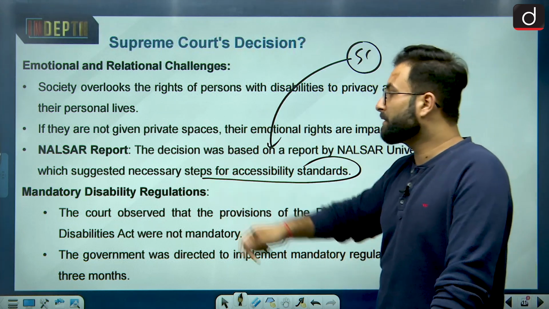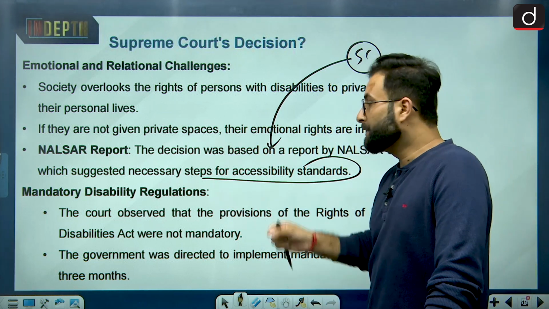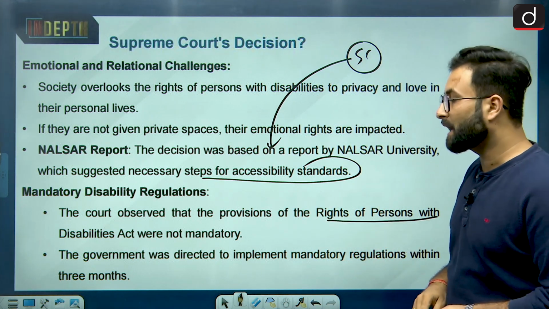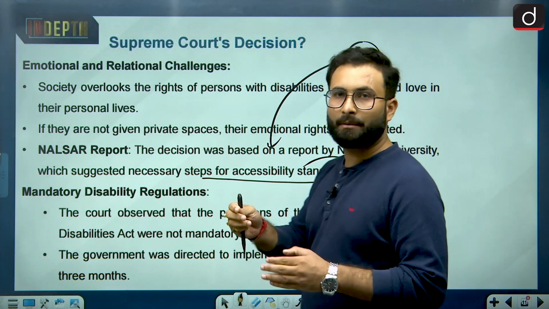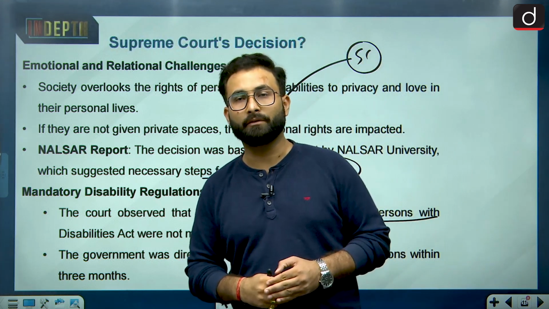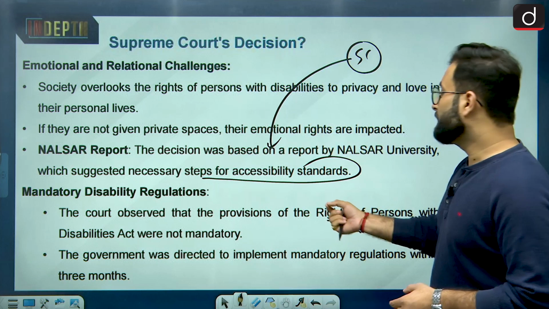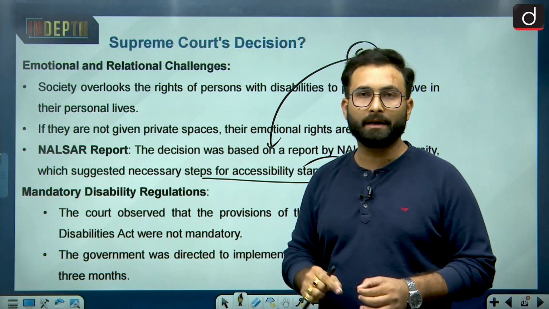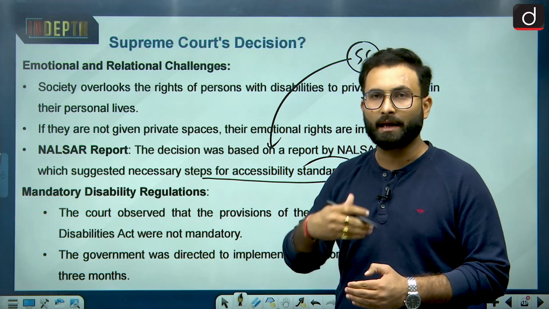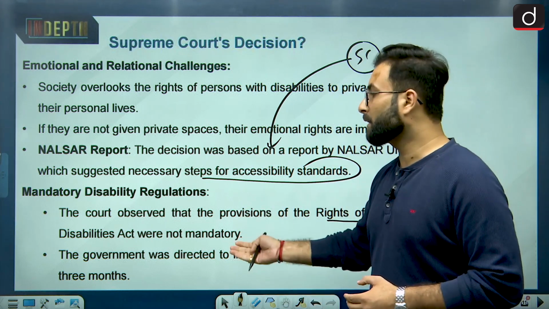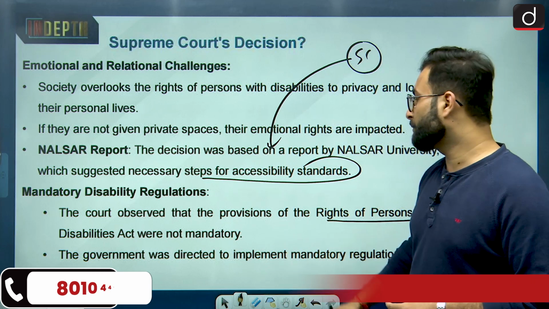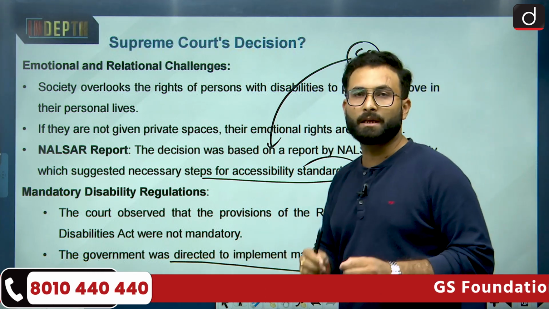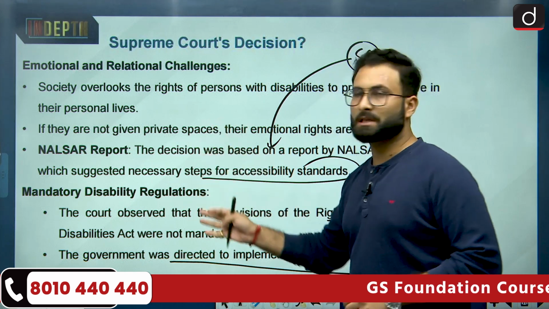Mandatory disability regulation, if we talk about it, the court observed that the provisions of the Rights of Persons with Disabilities Act are not mandatory, looking at whatever legal provisions we have. So the Supreme Court has directed the government to make these provisions mandatory, and they have directed it to implement mandatory regulations within 3 months. Okay, so that has been discussed by the Supreme Court.